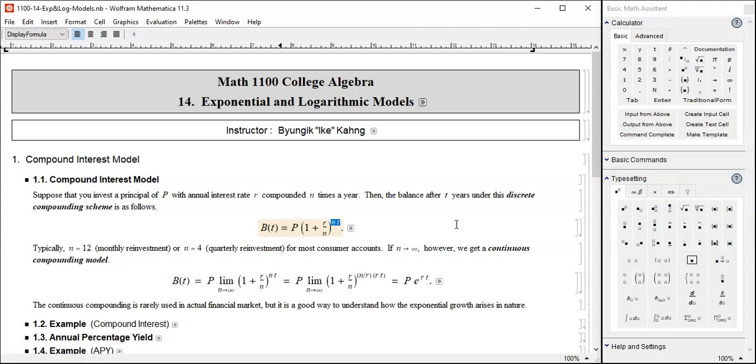N times T, that's the number of months. So we are compounding each month. So you have to use monthly interest rate, not the annual interest. So we have R over N. And then we are compounding by months. So we have to count number of months, not number of years. So we have N times T.